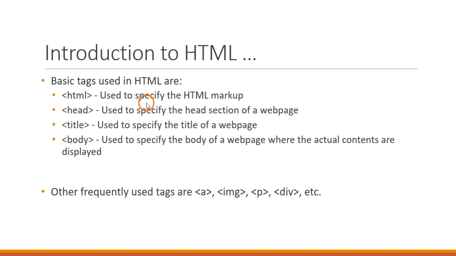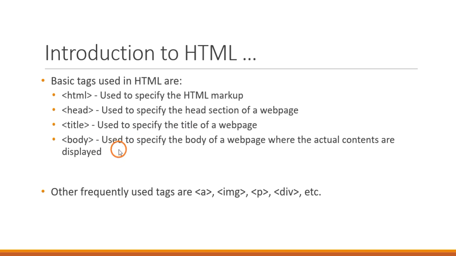So what is the use of the html tag? Whenever we use these tags, we are saying that whatever code we write in between these tags is HTML. The text is written using HTML. The head tag is used to specify the head section of a web page. Generally, a web page contains two sections: one is the head section, another is the body section. Inside the head tag, one of the tags we will use is the title tag. What is the use of the title tag? It is used to display the title of a web page.